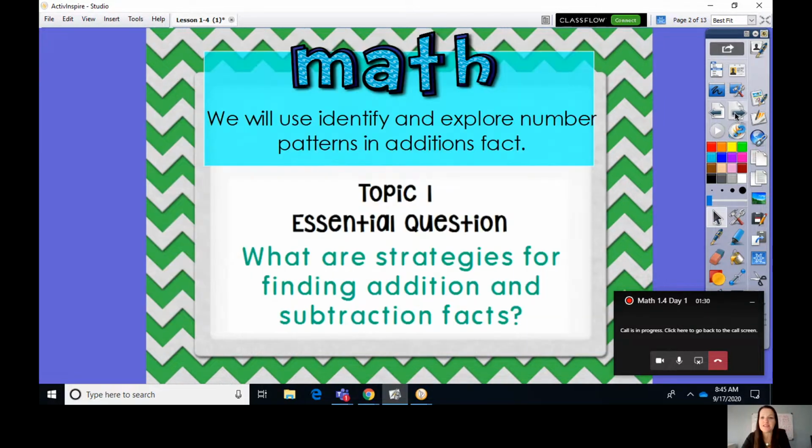Let's look at our objective. We will identify and explore patterns in addition facts. Who knows what that word patterns means? What is a pattern? That's what I want you to think about today in your lesson. Our topic 1 essential question is, what are the strategies for finding addition and subtraction facts?